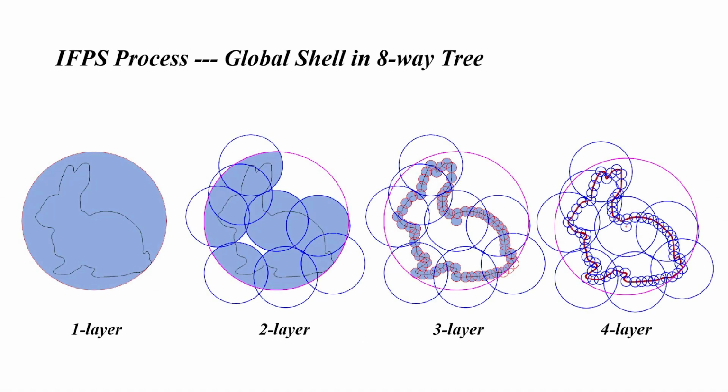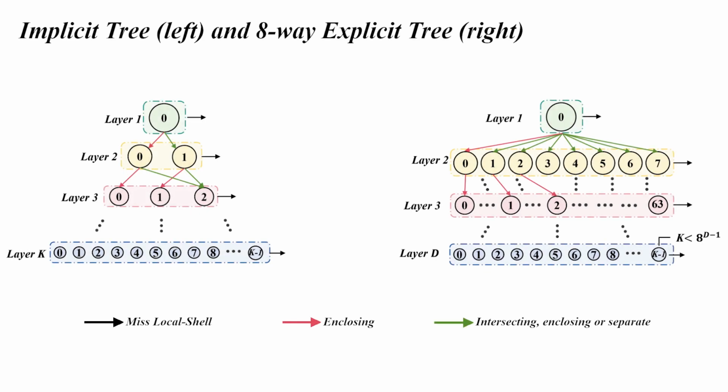If only certain iterations, for example, multiples of 8, are used to constrain the shell, the intersection of these corresponding unions of spheres will form an 8-way global shell. Vanilla global shell corresponds to an implicit tree, in which each father node has a son with the same center. The 8-way explicit tree further improves the efficiency of tree traversal.